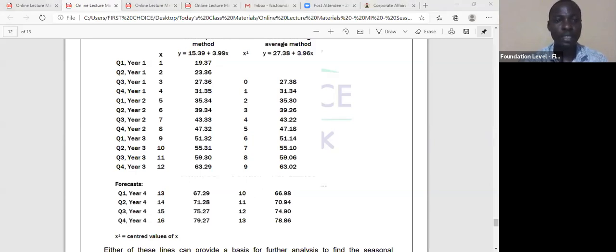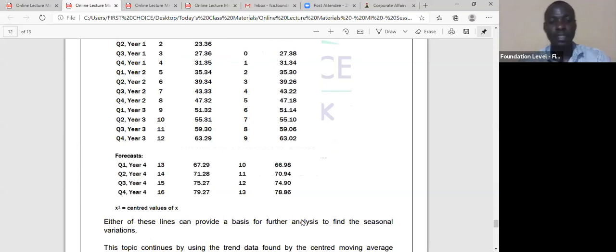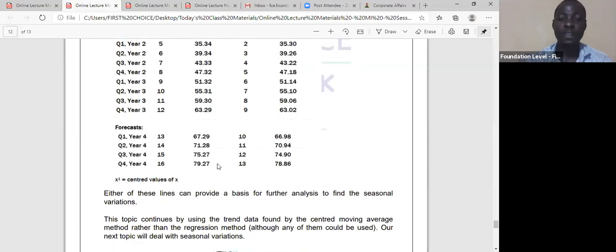And let's do this other one again. You know that you are doing 3.99 multiplied by 13 plus 15.39. You see, you are getting 67.26. I just decided to do it again for the sake of seeing if there's an error. So you see, either of these lines can provide a basis for further analysis. They are giving you almost the same thing, so you can use any of them, to find the seasonal variation.